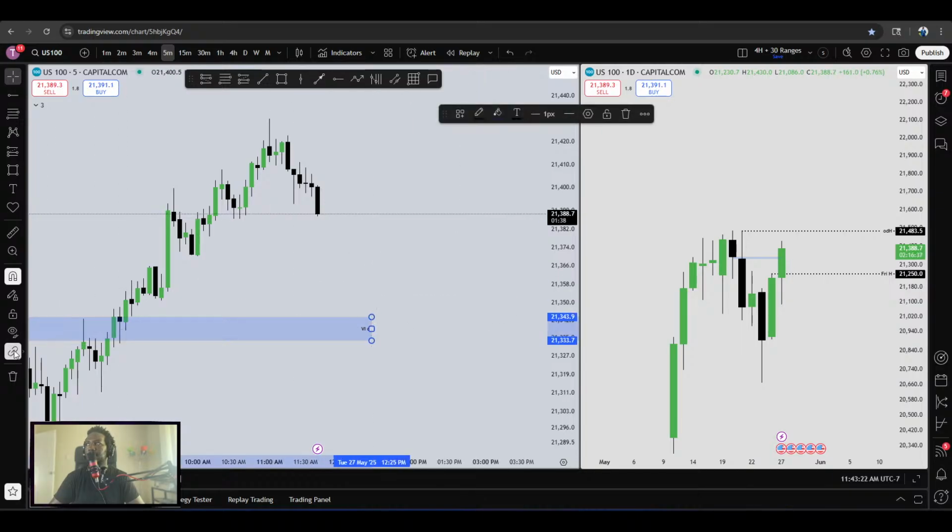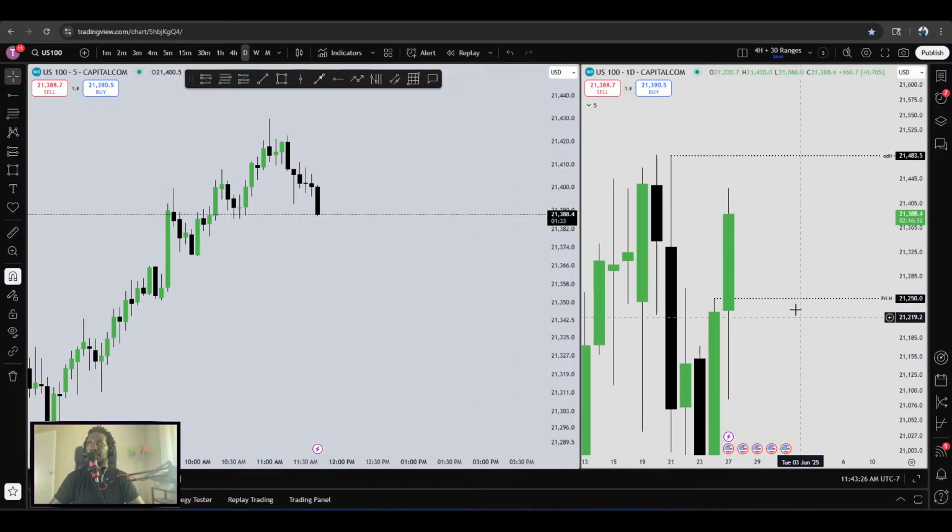Another thing is I don't want these levels on this low time frame here, so I'm gonna have to draw that one more time, which is okay. It's a good thing I caught that early.